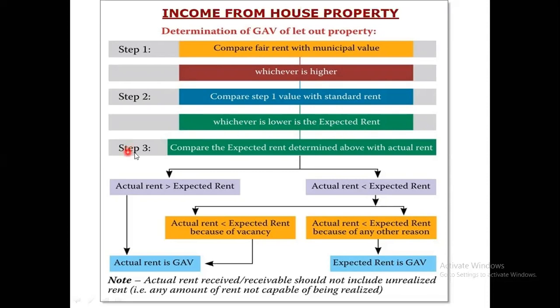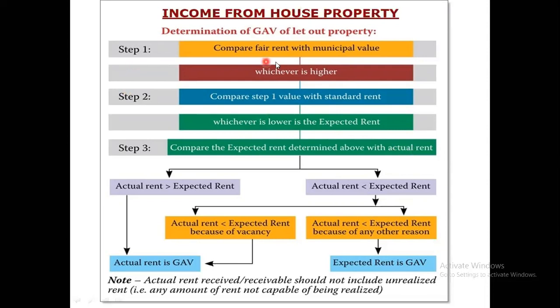Now in step 3, we compare the expected rent with the actual rent. Now let's understand what is an actual rent. An actual rent refers to the actual rent charged by the SSE to the tenant for letting out his property. The actual rent must always be considered for the entire period of previous year. Therefore, while calculating the gross annual value, it is a very crucial number.